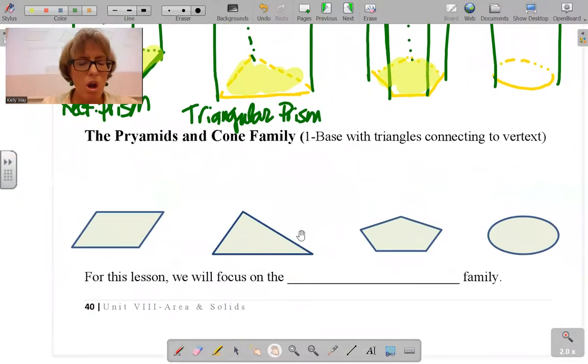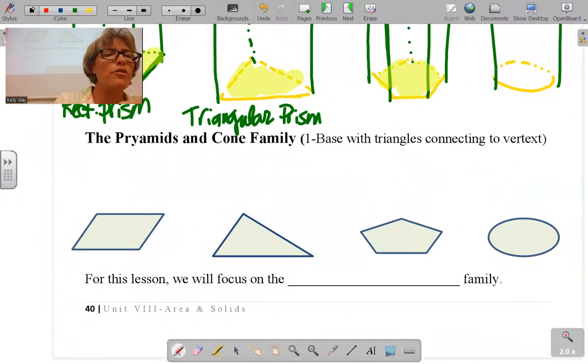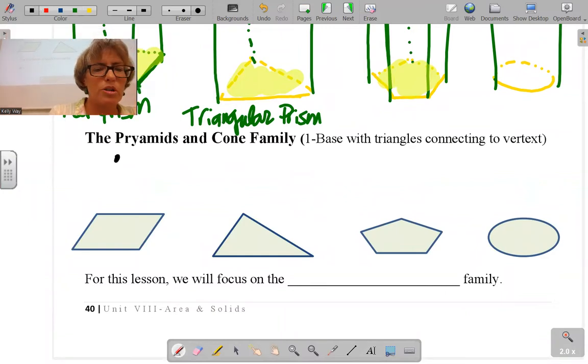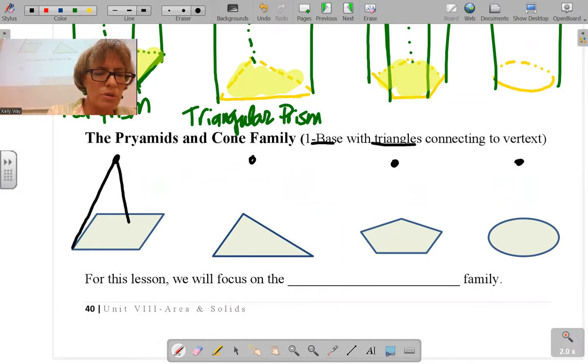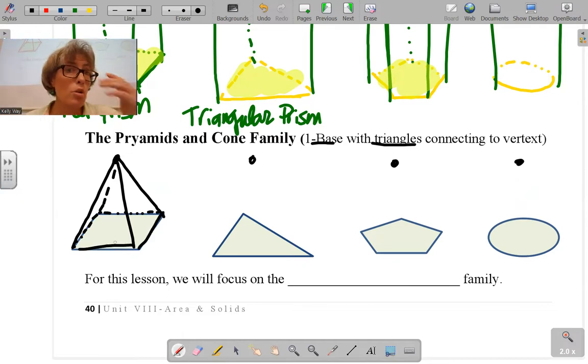Pyramids and cones are in the same family grouping, if you will, meaning they have similar characteristics. They only have one base, and that's connected by triangles. So those are all called vertexes. Now we just connect the corners. And the back edge is dotted again because you can't see it. Technically, these edges should be dotted as well. Go ahead and put dots there. That would be solid and solid. That is a square-based pyramid.